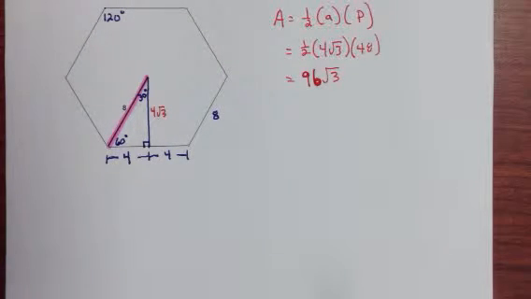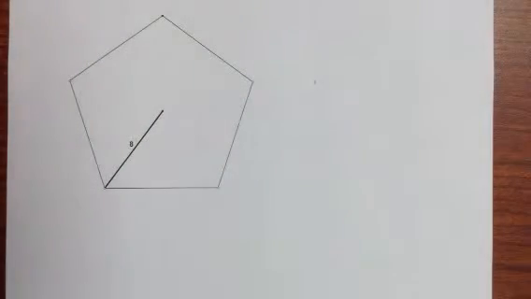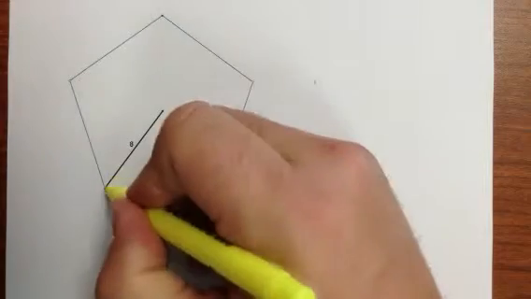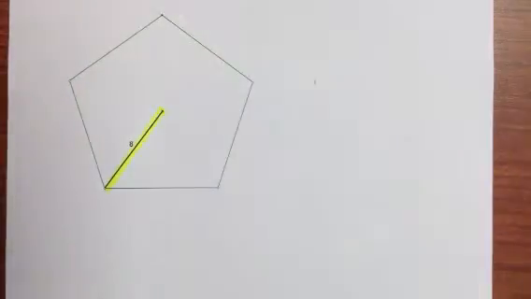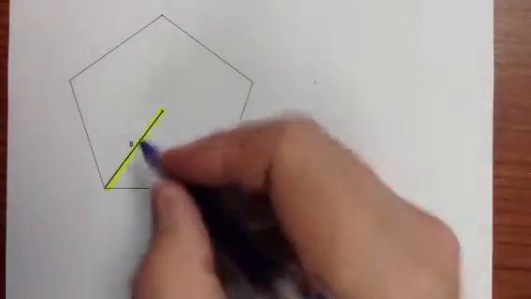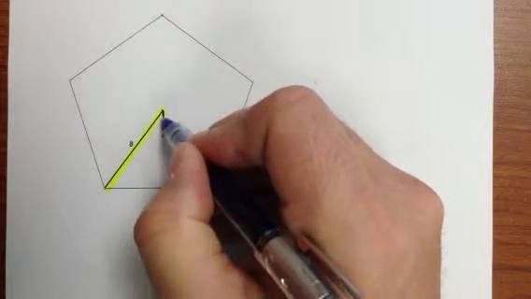All right. And then, last one I want to look at is the pentagon. I have a regular pentagon. Once again, the radius is 8. There's the radius, from the center to one of the vertices. And once again, I want to drop in altitude.